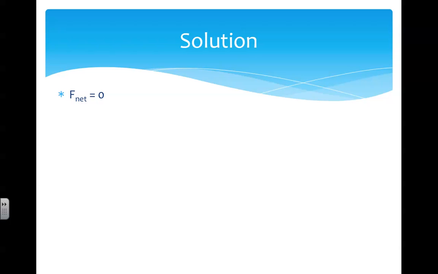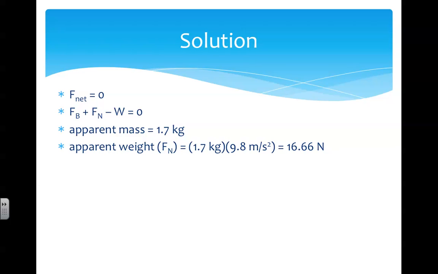We begin by stating that the net force acting on the object is equal to 0 because the object is in a state of equilibrium or is sitting at rest. Writing out net force in terms of the individual forces, we add the buoyant force plus the normal force minus the weight because it's acting downward, and set that equal to 0. We're told the apparent mass is 1.7 kilograms, meaning that the apparent weight is 1.7 kilograms times 9.8 meters per second squared, which is 16.66 newtons. And recall from some of our past units, apparent weight is identified as the normal force.